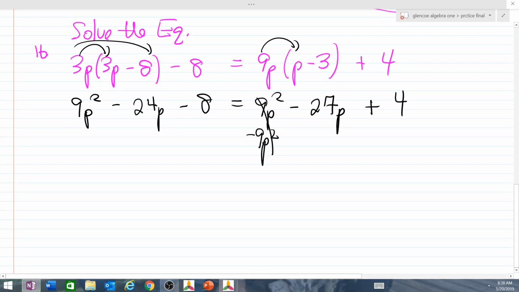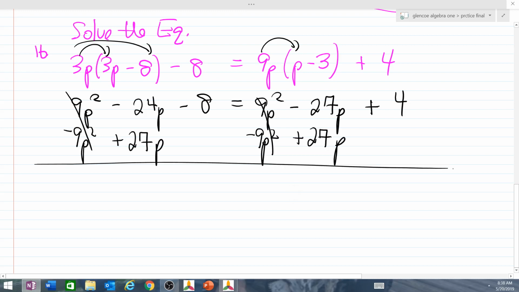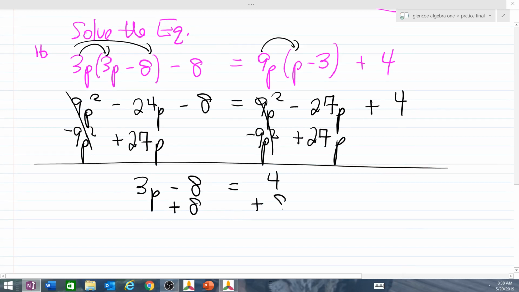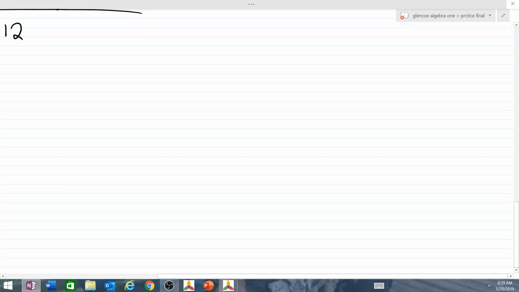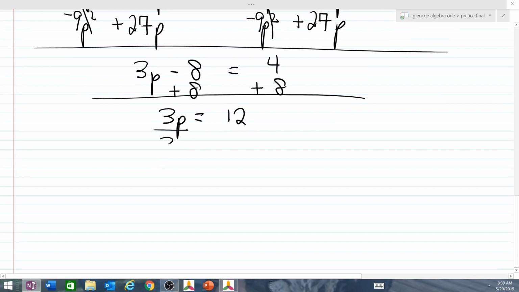So we subtract 9p squared from each side. Then we add 27p to each side. And we have 3p minus 8 equals 4. Add 8 to each side. And you get 3p equals 12. Divide each side by 3. And you get p equals 4.